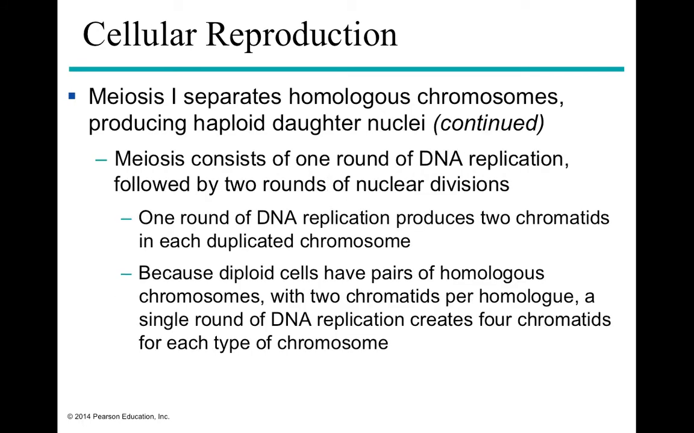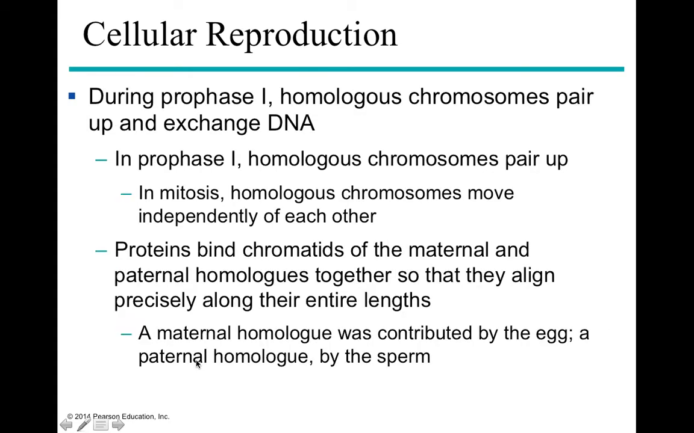So meiosis basically starts with one round of DNA replication, followed by two rounds of nuclear division. The first round of division is going to separate out the homologous chromosomes, and then the sister chromatids are going to get separated out during the second round of division. So when you have a single round of DNA replication, you're going to make four chromatids of each of the chromosomes. Then we're going to divide them in two and then down into one.